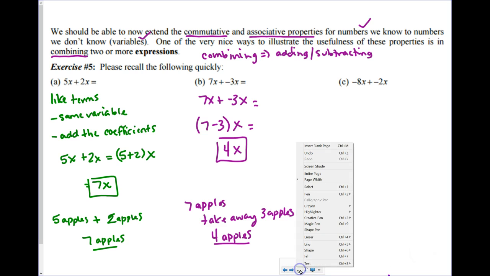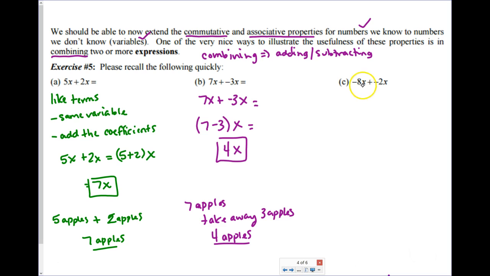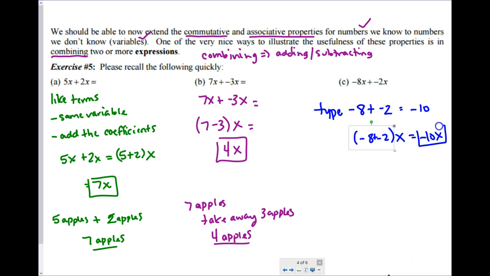So C, I hope that you guys got this correct. Negative 8x plus negative 2x. Put this in your calculator. Type in your calculator negative 8 plus negative 2. And what do you get? You get negative 10. So it's negative 10x. I'll put a box around that so you know that's the correct answer.